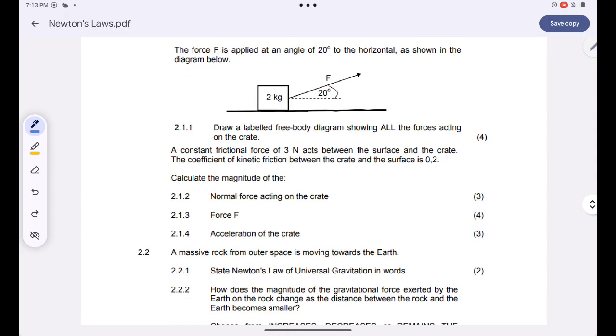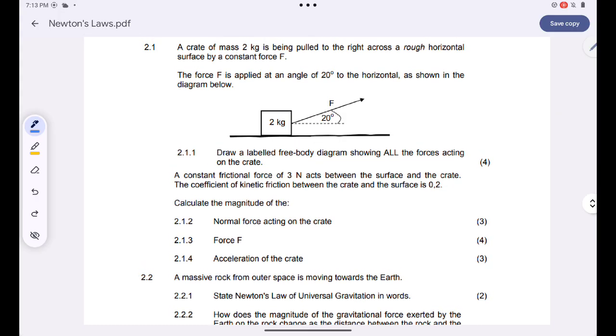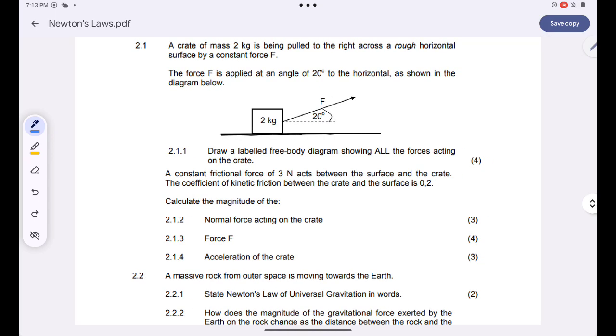Why am I saying that? Because Newton's laws are taught in grade 11. So even if you're doing grade 11, the fundamental principles are still the same.